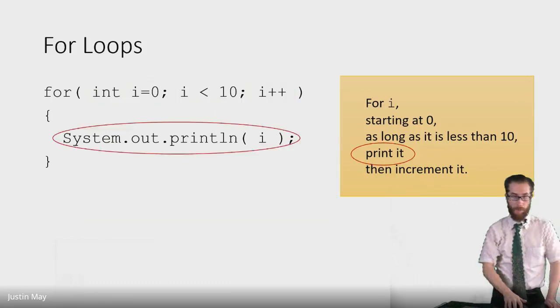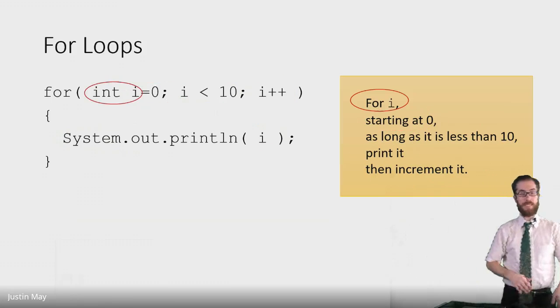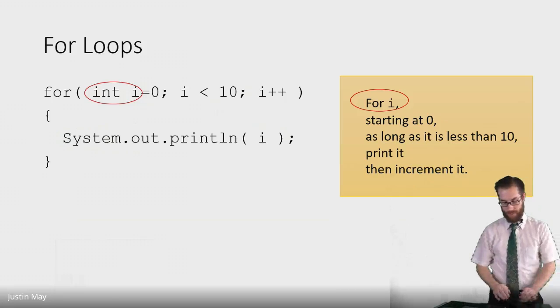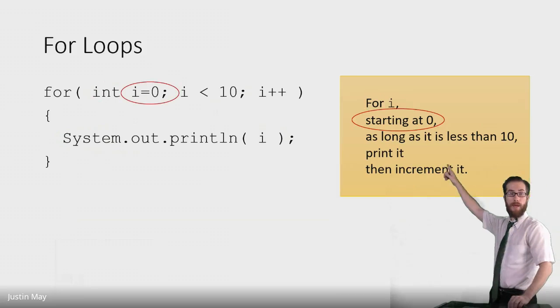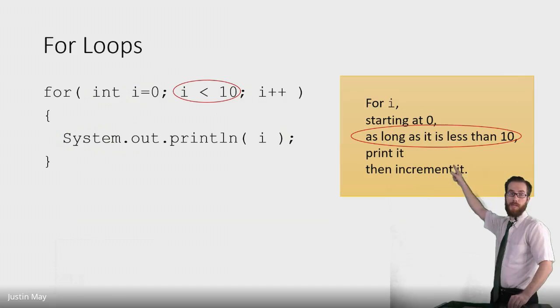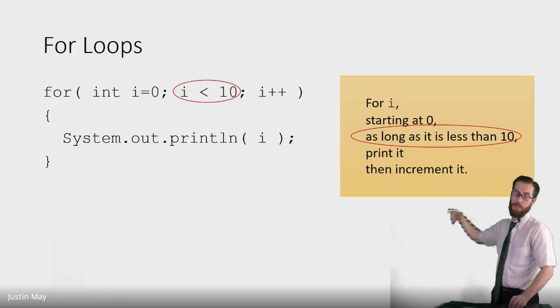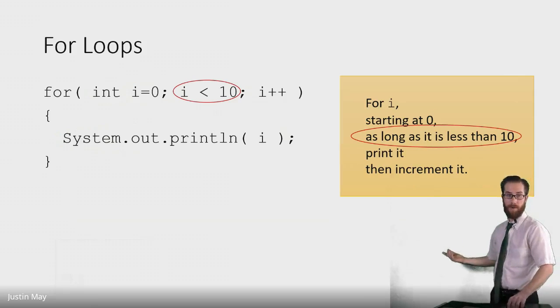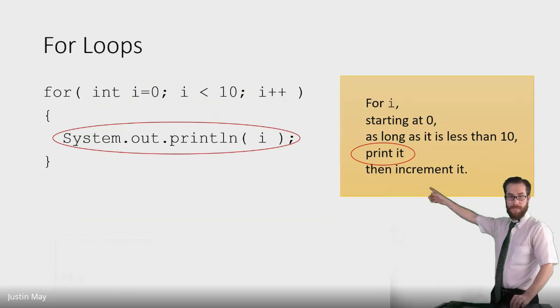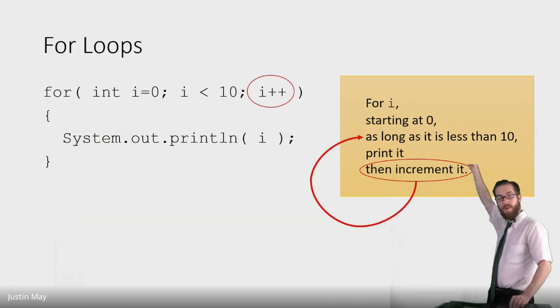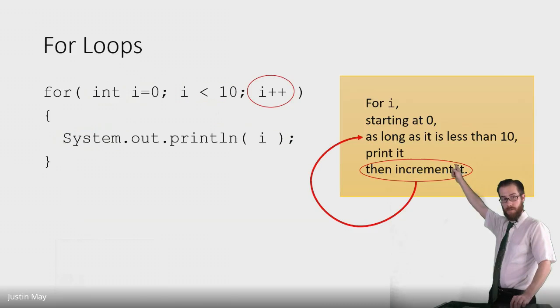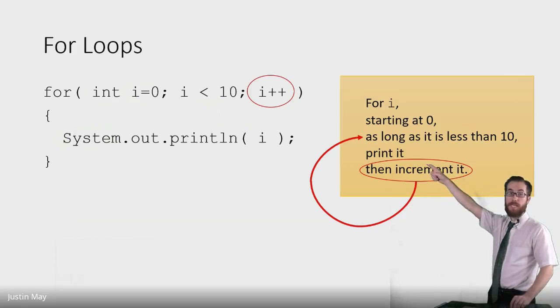So that's the order. I'm going to go back and we're going to look at this again. So here, this is the order that the for loop is executed in. We declare the variable i. We assign that variable its initial value. Then we check our condition. Is i less than 10? It should be. We just created it. It's 0. We print it, and then we increment it by 1, and then we check the condition again.